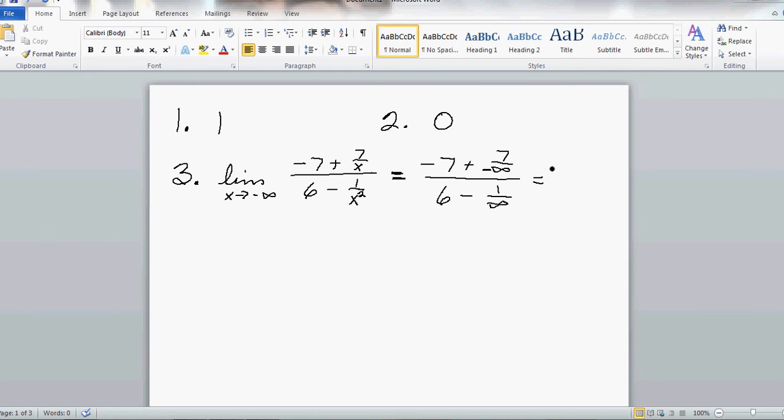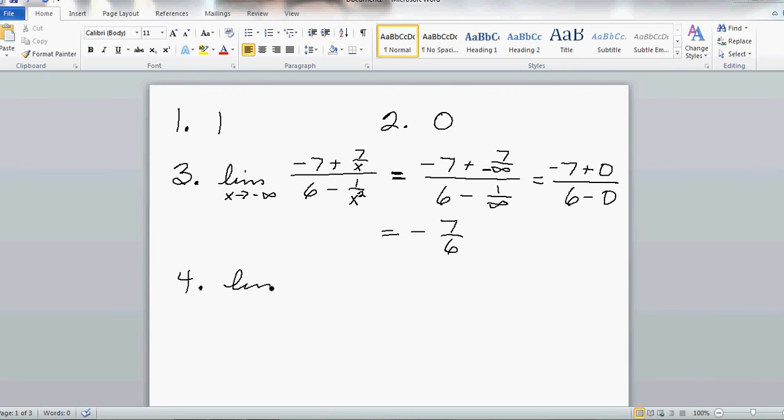And that's what we're going to do here. We're just going to say that is so close to 0, that's where its limit is going towards. Likewise, 1 over a very large number is still 0 also, so it will be 6 minus 0 as well. And so this ends up equaling -7/6, which is the limit for number 3.